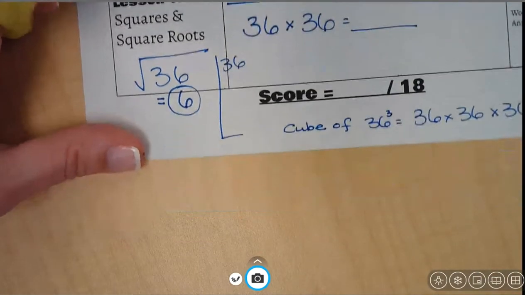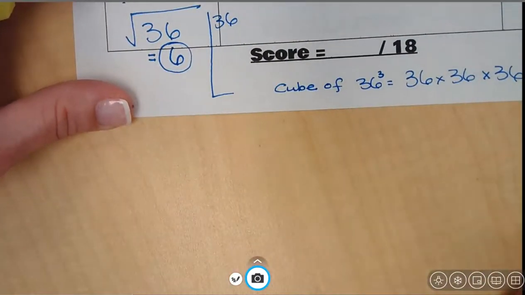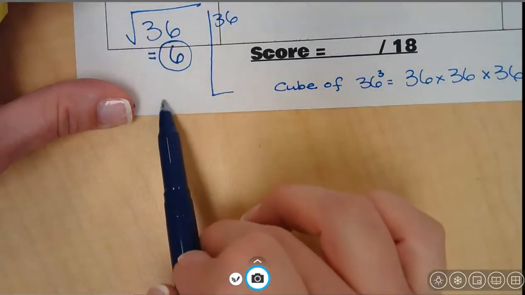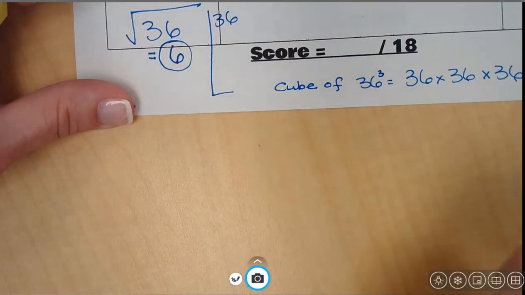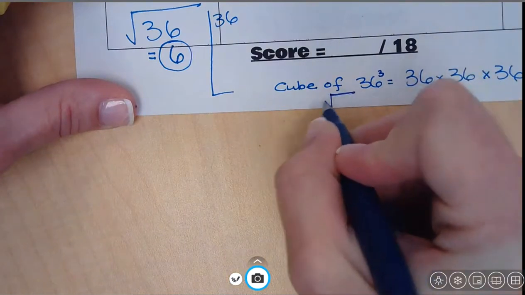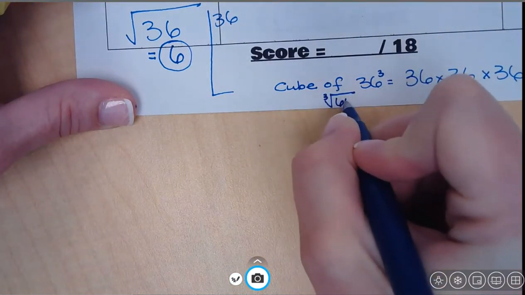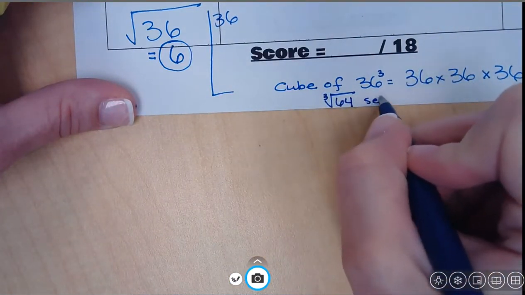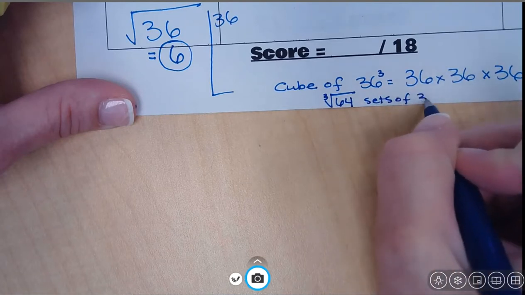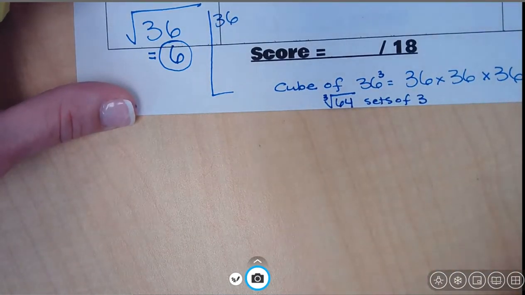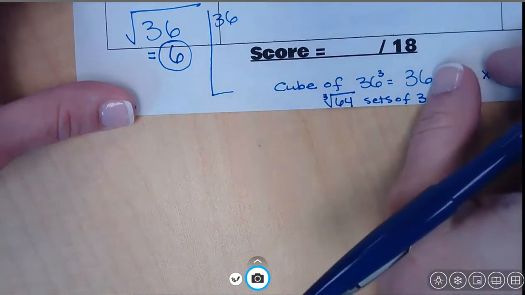And then if it said the cube root of a number, then you would do the prime factorization again, and you'd look for sets of 3. So like if it said the cube root of 64, you'd be looking for sets of 3 with your prime factorization. And that's a quick review of chapter 1.